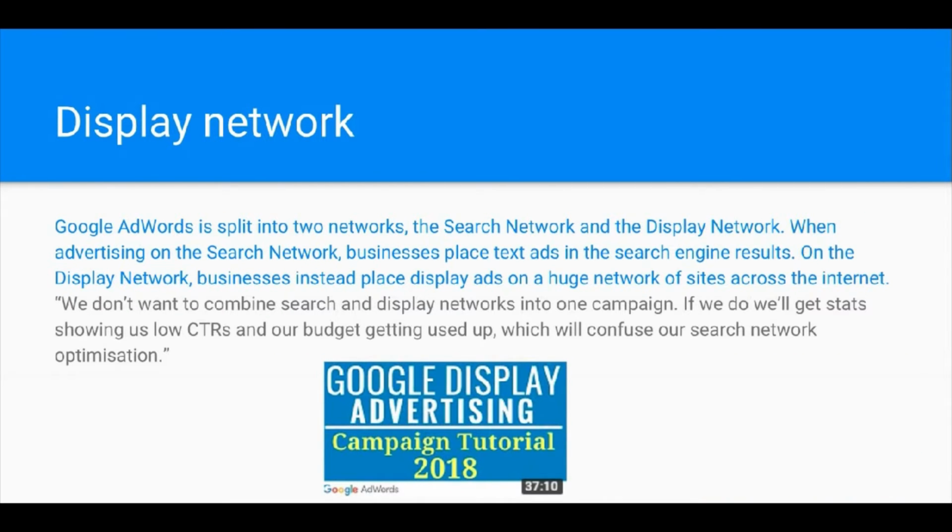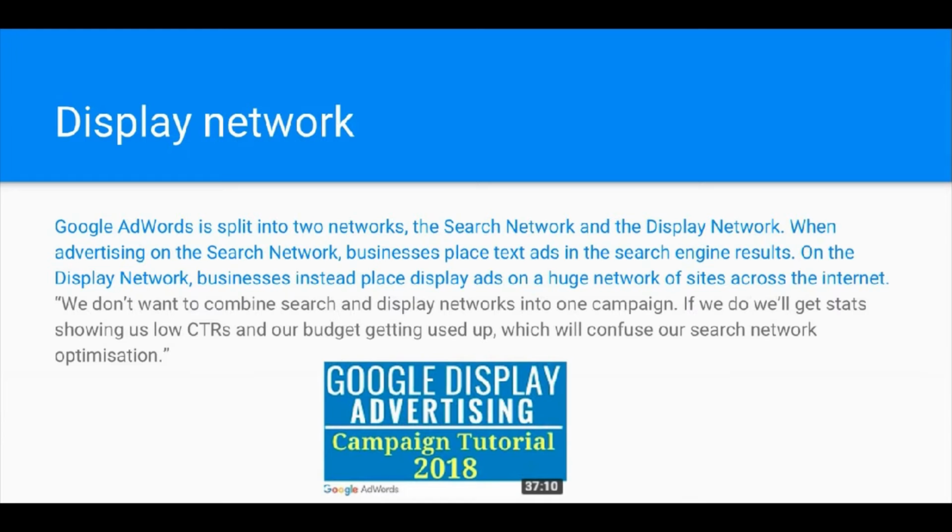You can spend a lot of money on the display network with little result, so be careful. Google AdWords is split into two networks: the search network and the display network. When advertising on the search network, businesses place text ads in the search engine results. On the display network, businesses instead place display ads on a huge network of sites across the internet.